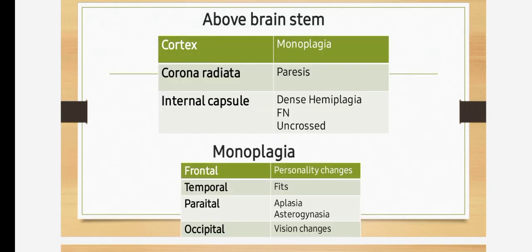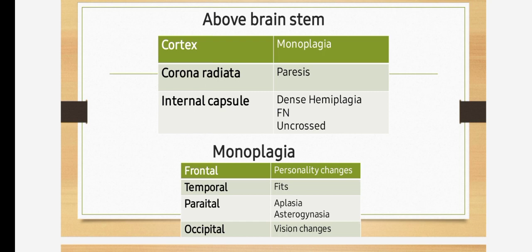If the lesion is above the brainstem, then it would be in the cerebral cortex, corona radiata, or internal capsule. Lesion in the cortex leads to monoplegia, lesion in the corona radiata leads to hemiparesis, and internal capsule lesion leads to dense hemiplegia. If the facial nerve is involved, it would be uncrossed.